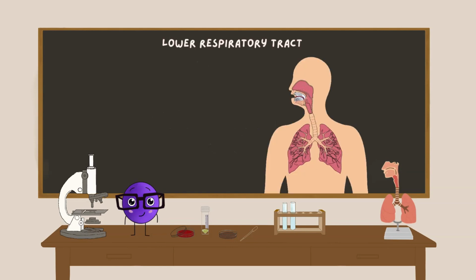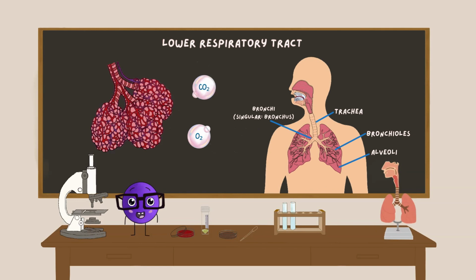First, let's take a tour of the lower respiratory tract. This system includes the trachea, commonly known as the windpipe, which branches into the bronchi. These bronchi further divide into smaller airways called bronchioles, which ultimately connect to the air sac structures known as alveoli. The body acquires fresh oxygen and removes carbon dioxide via the respiratory tract. This gas exchange occurs in the alveoli.